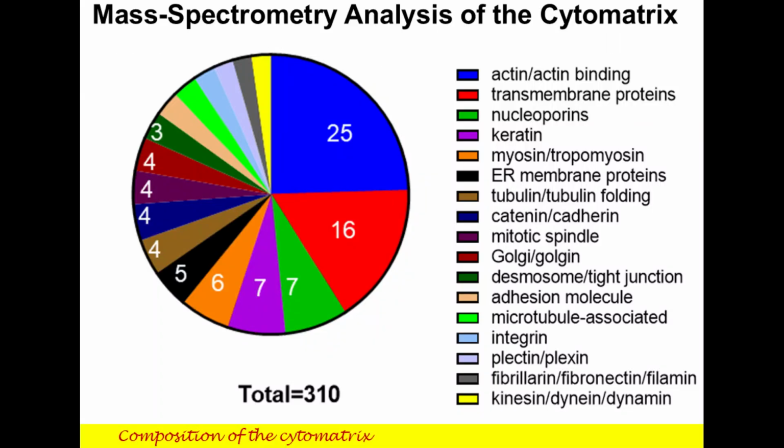What is the difference between cytosol and cytomatrix? Mass spectrometry analysis of protein composition revealed differences between the cytomatrix and cytosol protein spectra. Cytosol and cytomatrix proteins were categorized based on their functional properties.